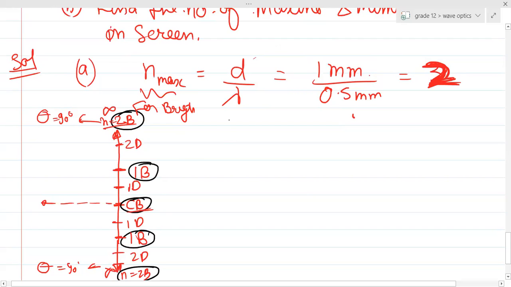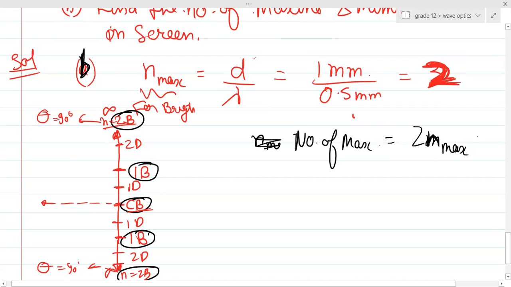So can you see the second part of the question? If I want the number of maximas, it is basically twice of nmax plus 1, which is basically 5. Can you see? Nmax was basically equal to 2. Yes or no, guys? So basically this was the total number of maxima. And can you see how many minimas were there? 1, 2, 3 and 4.